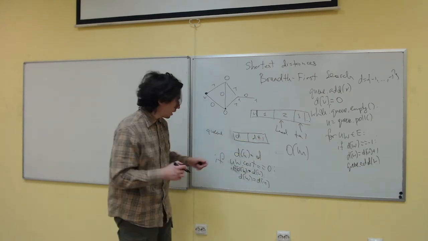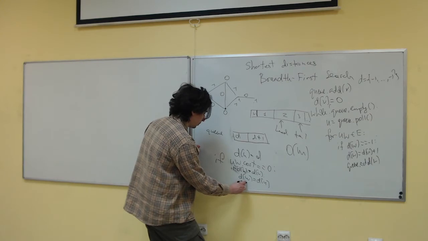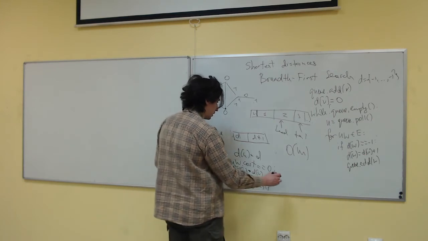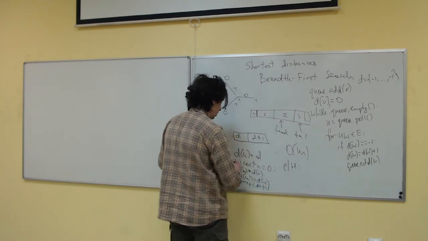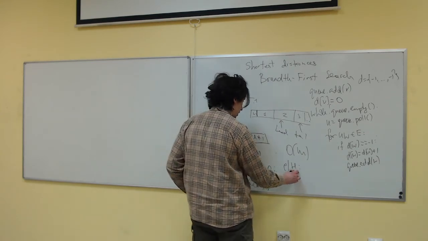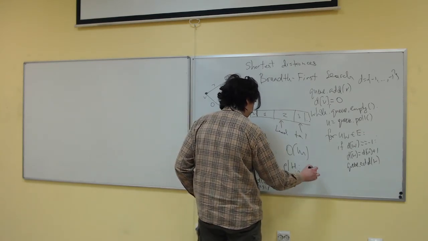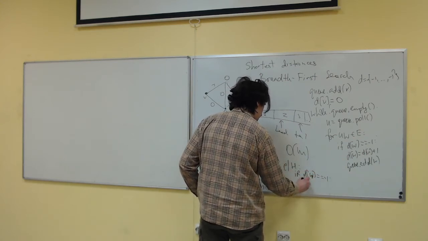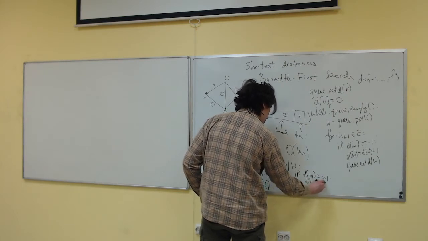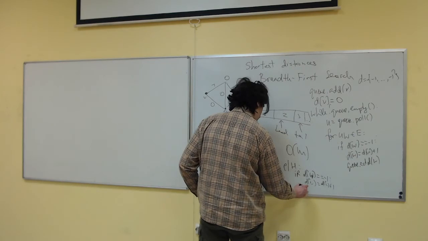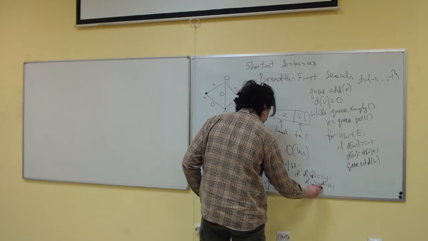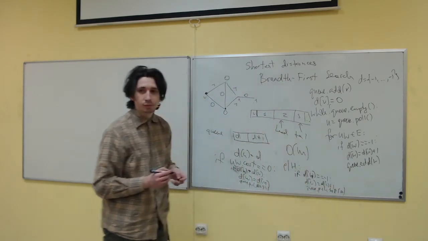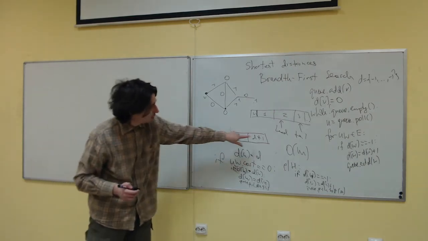And that's it. So in this case you queue push front w, and else, if the uv cost equals 1, then if dw equals -1, then we say dw equals du plus 1 and q push back w. So it's either you put it here, or put it here.